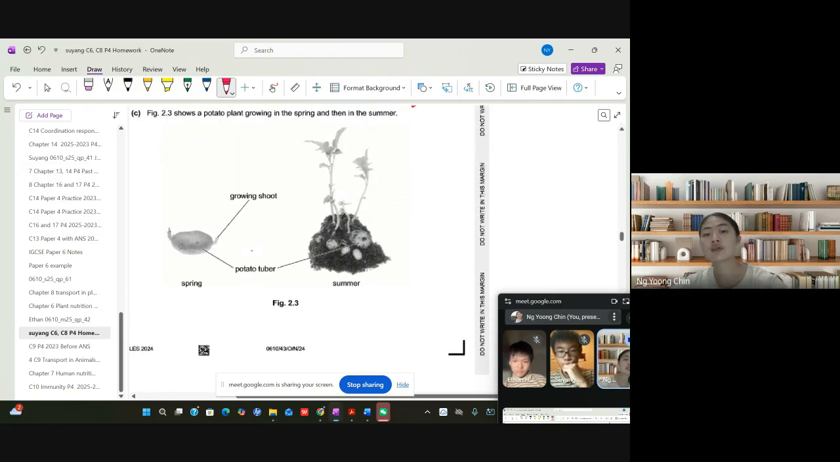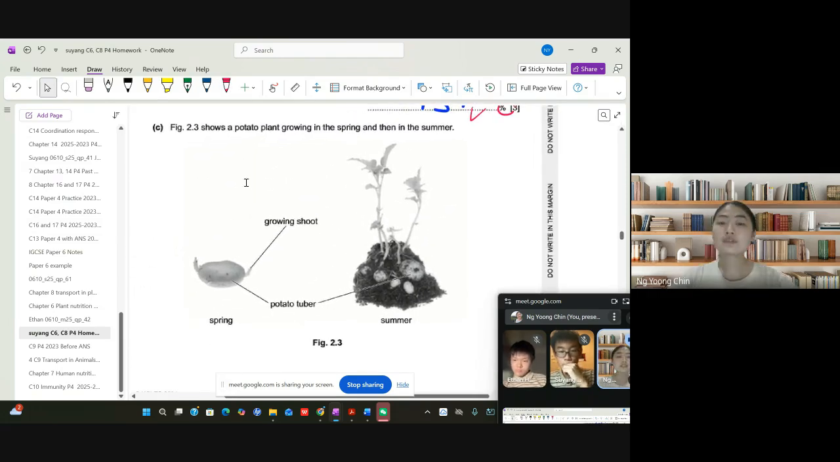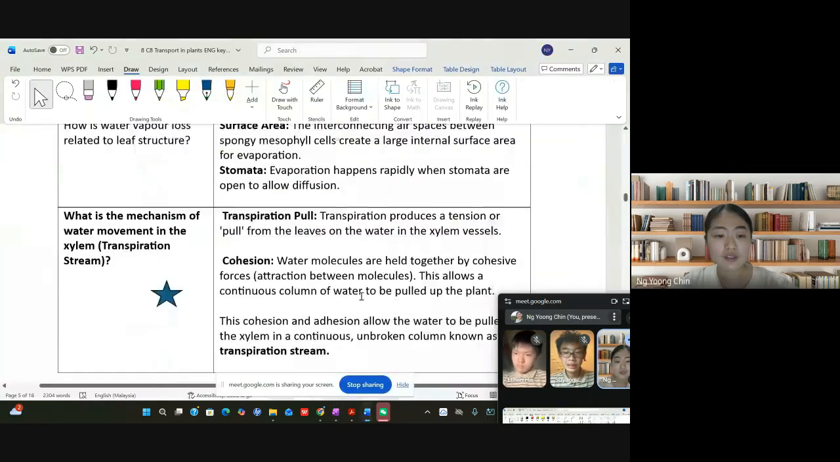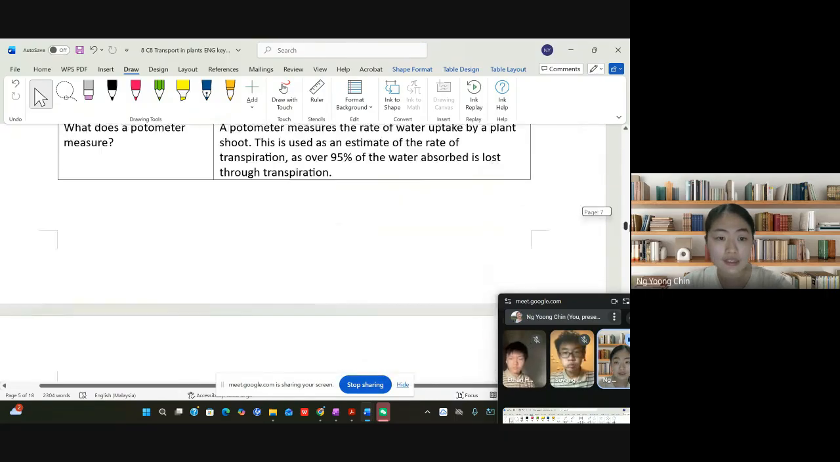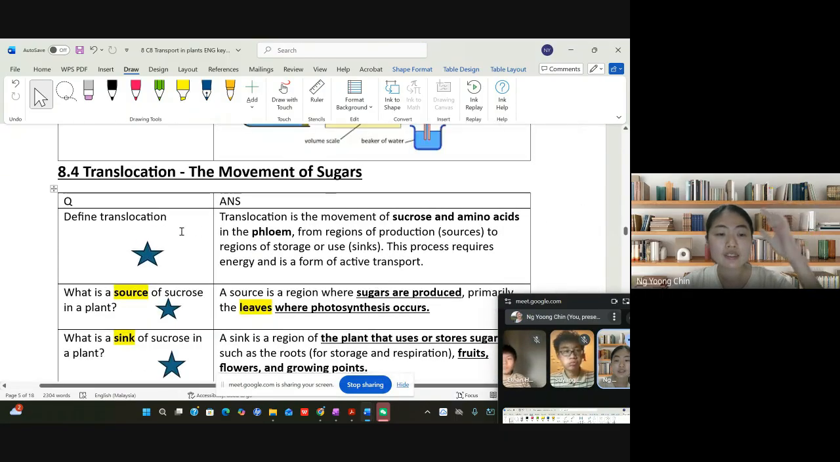And then for this one, how the plant grows in the spring and then in the summer. This is a very special question. It asks about source and sink. What is source and sink? I think I go right at here. Where is it? Source and sink. Yeah, this one.